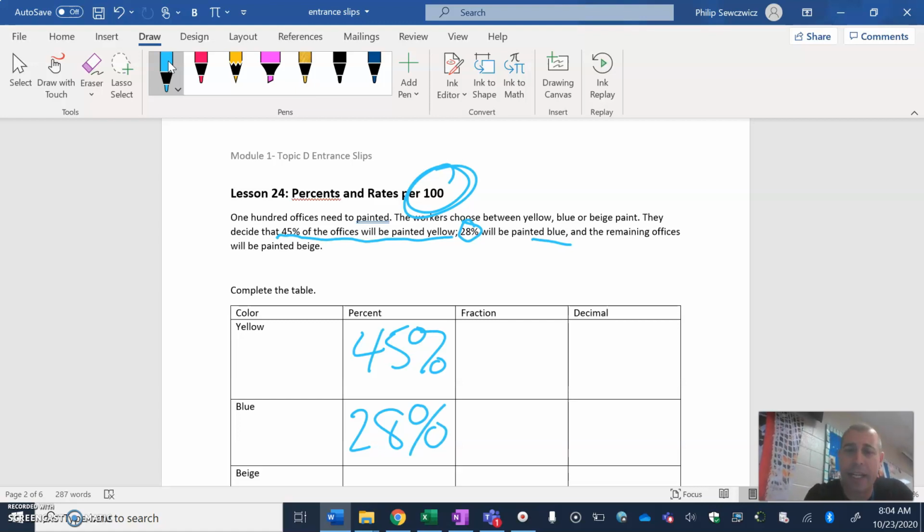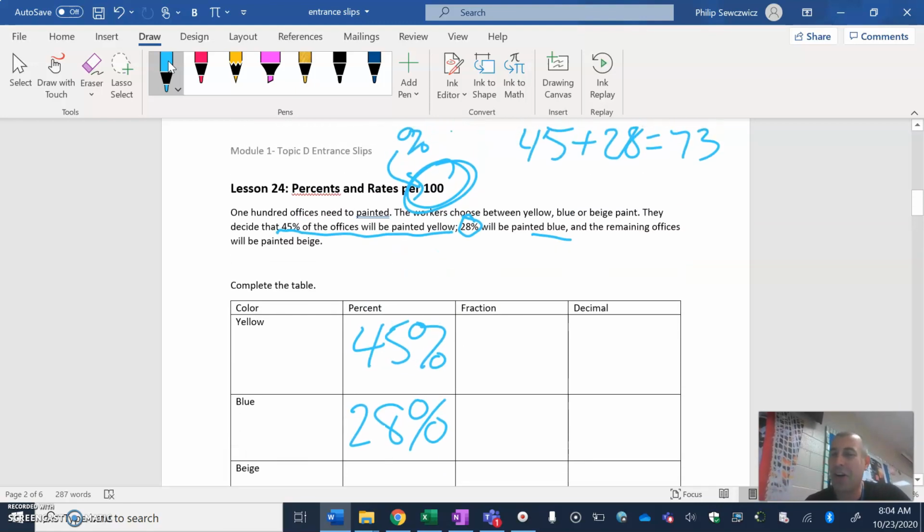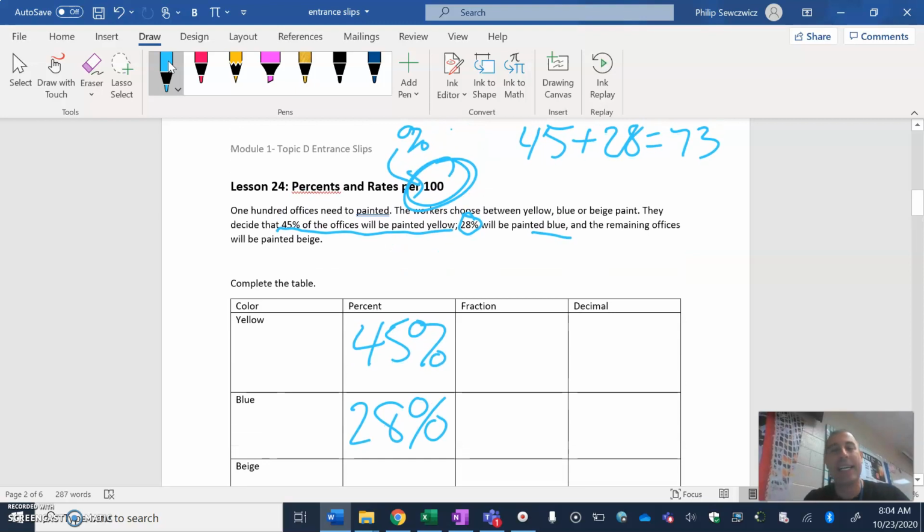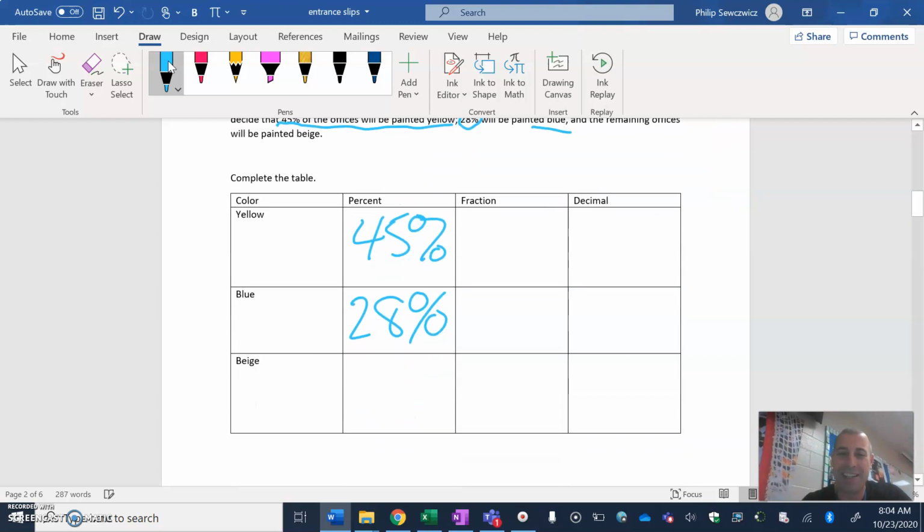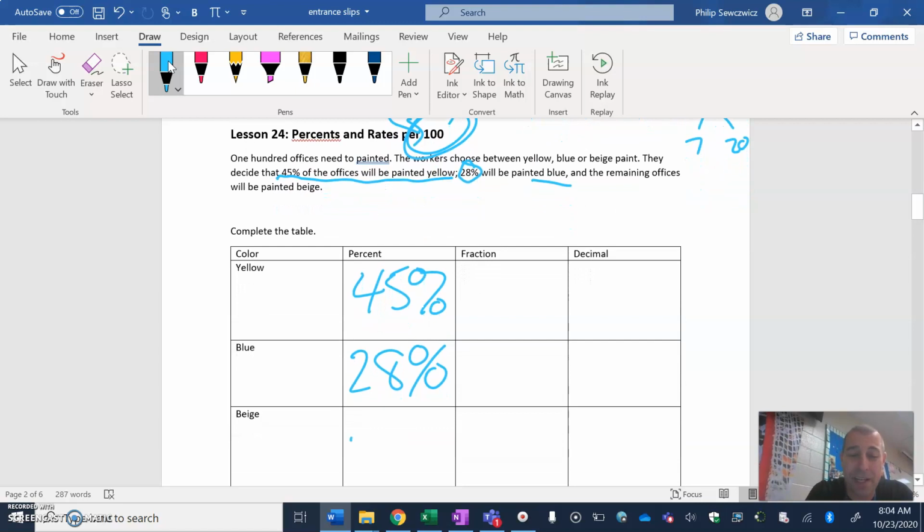The key thing here is that percent is always out of 100. If I've got 45 and I've used 28, so far I've used 73. Remember, percent is out of 100. So how far is 73 away from 100? Well, let's do it like they tell in elementary school. It takes 7 more to get to 80. To get from 80 to 100, that would be 20 more. So total there, 27. So 27%.